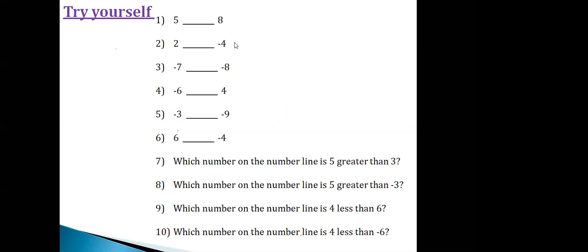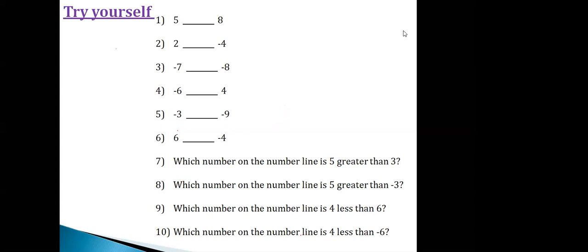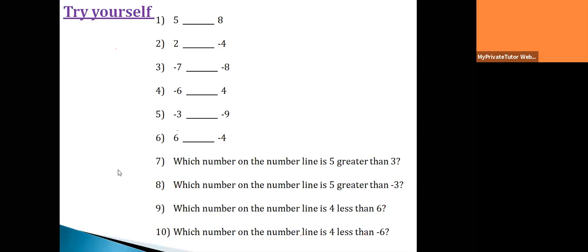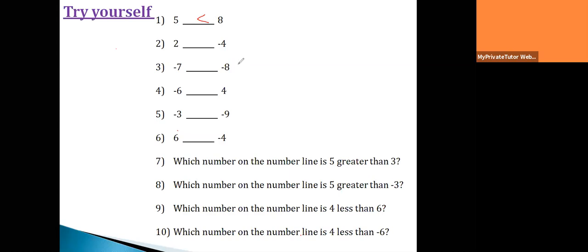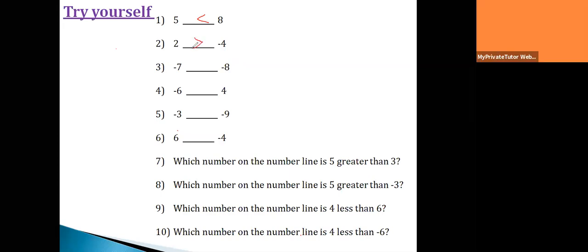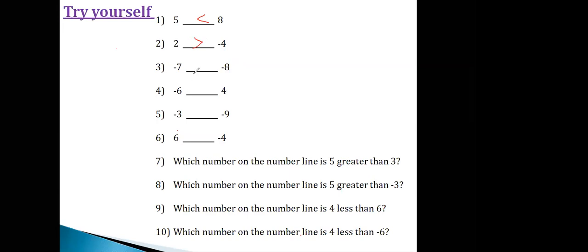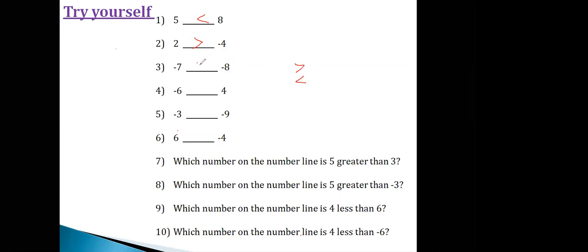The first one is 8 is greater. So which sign? Any idea? It's the greater than sign. Okay, so the greater side is the 8 side. Yes. 2 is greater. So like this, right? What about this one? Minus 7 is greater. Minus 7 is greater. Minus 7 is less than minus 1. So the first one is greater. Okay, good.